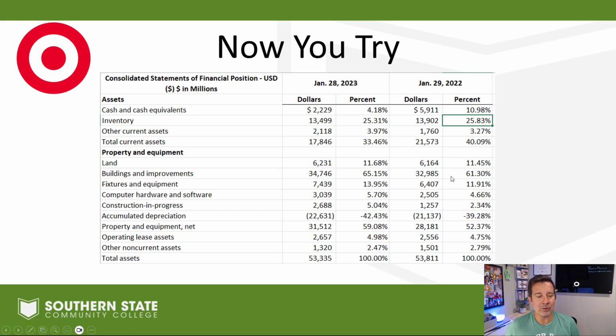If we look at buildings and improvements, you can see it went up almost 4% of the total asset pie between 22 and 23. And so, just offhand, it looks like, hey, maybe Target did invest a little bit of money. Instead of keeping that money in cash, they invested it in buildings and improvements. So now the pie shifted a little bit.